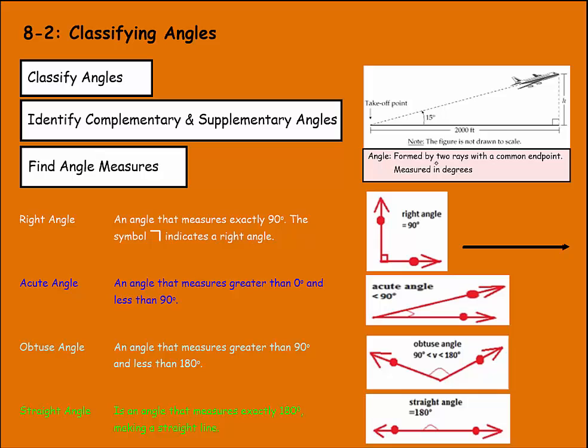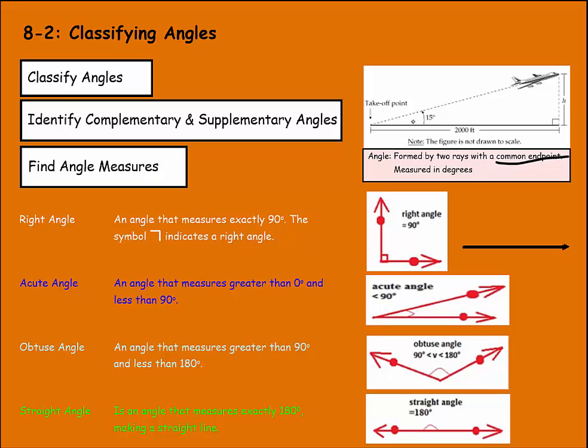An angle is formed by two rays, which we've learned about before, with a common endpoint. And it's measured in degrees. So let's say this takeoff point right here was our common endpoint. Then I see two rays being created from this endpoint. I see the ground, which extends. Then I see the direction that the plane is heading into the air. Well, how can you measure the different directions that these two rays are headed? Well, you can measure that by measuring the angle.